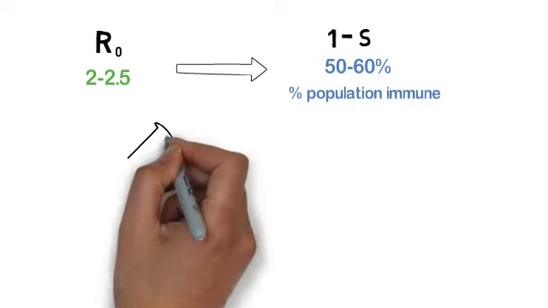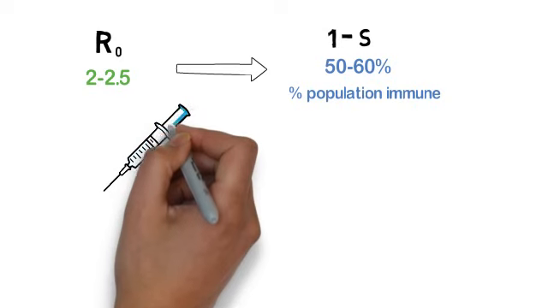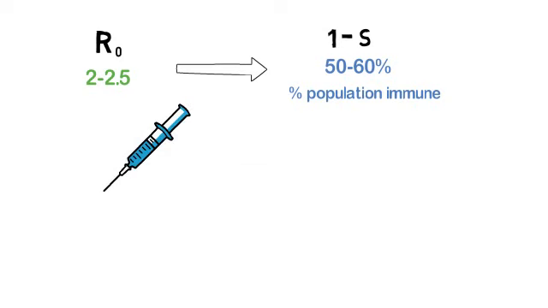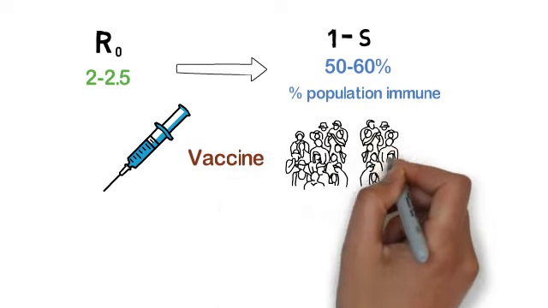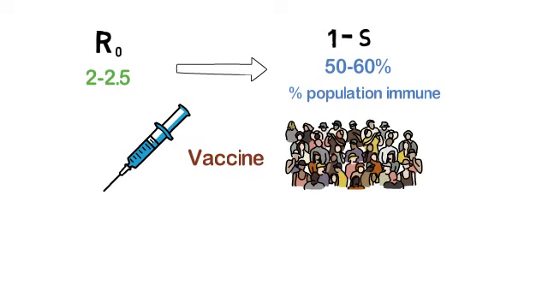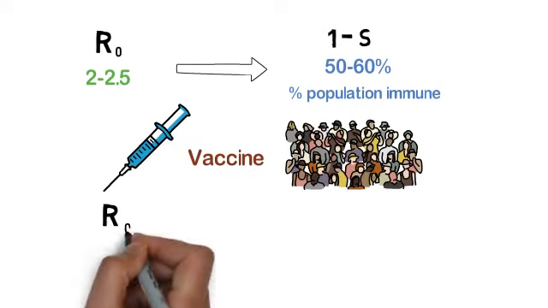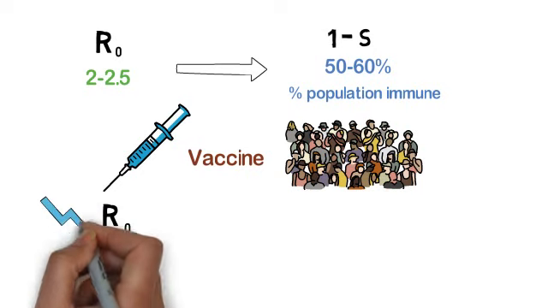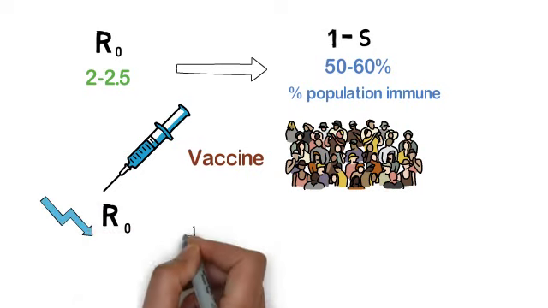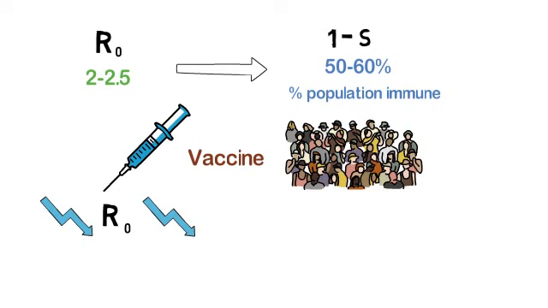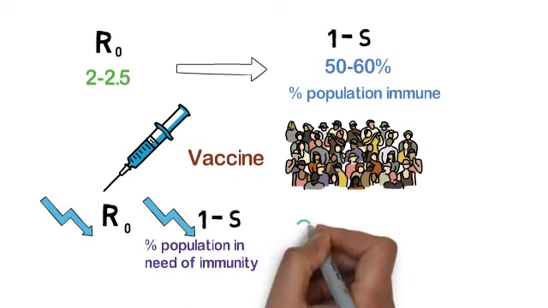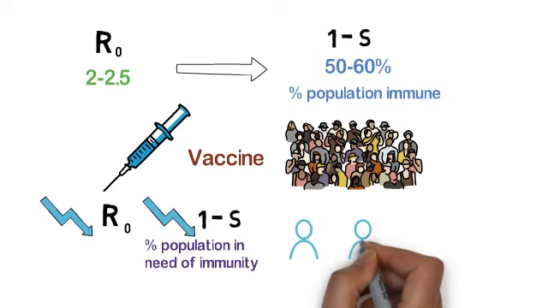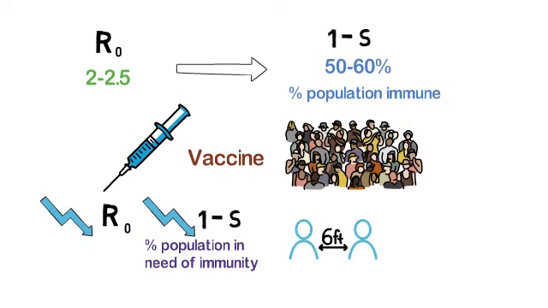How are we going to do that? Well, ideally, we would do it by vaccinating at least 60% of the population. In the absence of a vaccine, we can hope that this level of immunity will be achieved naturally by people becoming sick and then immune. The other option is to lower R0, which in turn will lower 1 minus S, the proportion of the population in need of herd immunity. Practicing social distancing will help us bring down R0, which will help to slow and stop the spread of the virus.